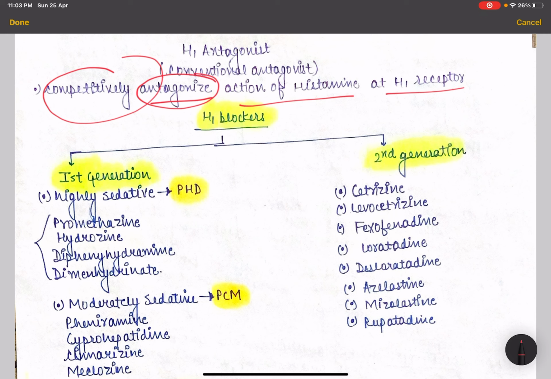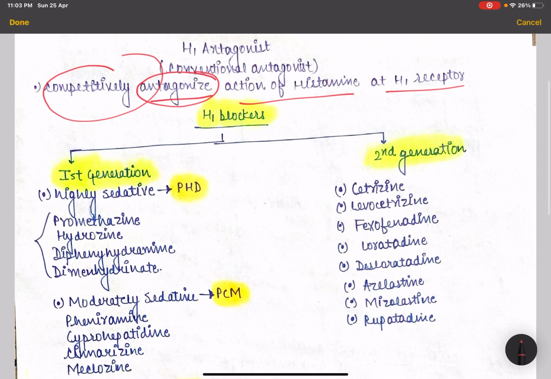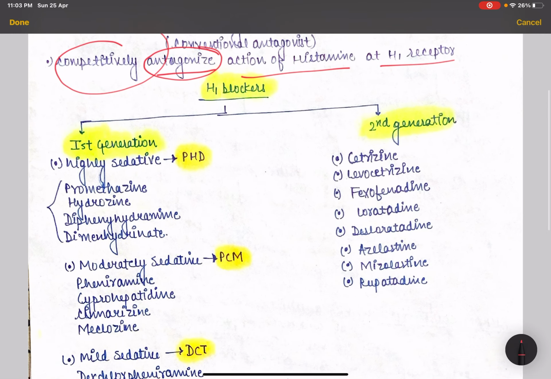So they are of two types. One is first generation drugs and the second is second generation drugs. They are classified into these two classes on the basis of sedation. The second generation drugs have been employed since nearly 1980, and they are less sedating and even non-sedating. That's why they are known as second generation drugs. And the first generation drugs were very sedative. They had an action that causes sedation.